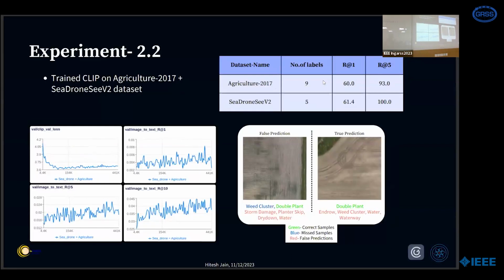So experiment 2.2, we trained KNIP on the next set of datasets, Agriculture 2017 and Seed Drone CV2. We see again an improvement compared to prior results. And here are the false and true predictions.